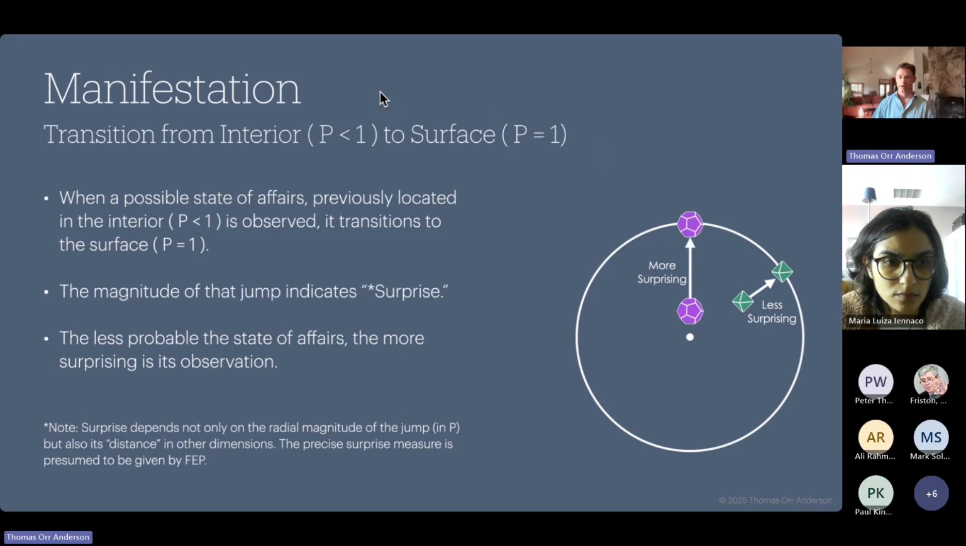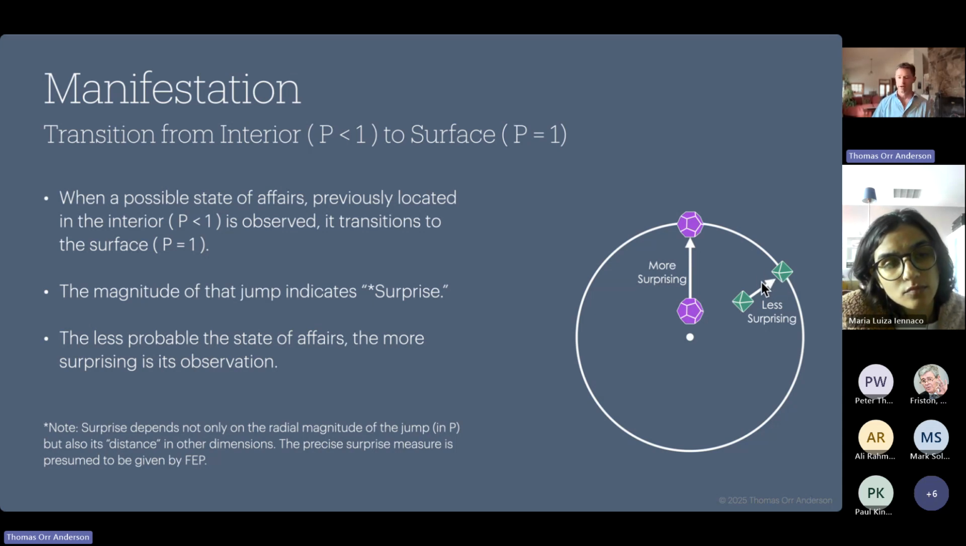And a term I use in this framework is manifestation, being simply a transition from the interior of the hypersphere, p less than 1, to the surface. So when we observe some possible event, then it essentially makes a jump to the surface. And that jump essentially measures surprise in a very simplified way. A more surprising event, when it's observed, makes a bigger jump because it was at a lower p value, and a less surprising event makes a smaller jump.